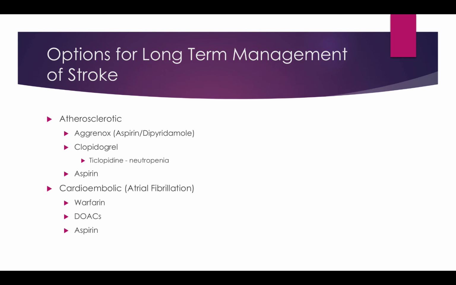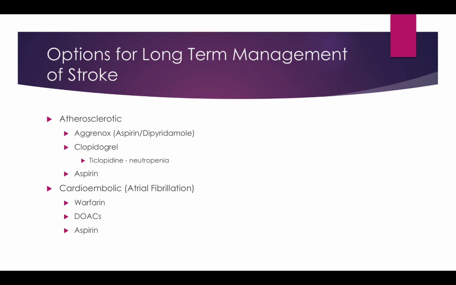Ticlopidine is indicated, but generally avoided due to the substantial risk of neutropenia. In the event a patient doesn't tolerate or won't take Aggrenox or clopidogrel, you definitely may see aspirin utilized. Cardioembolic stroke, so atrial fibrillation, which again I'll talk a little bit more about in separate sections. I've got a separate section on warfarin and the DOACs or the NOACs, the novel oral anticoagulants. I'll talk a little bit further about those.